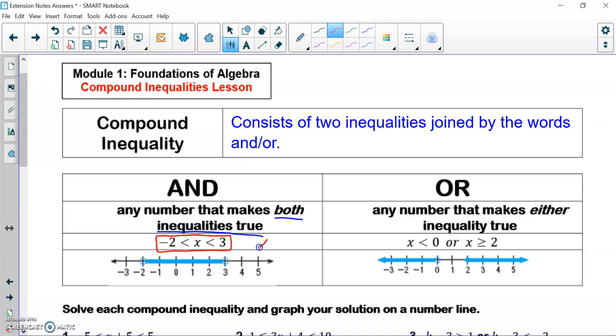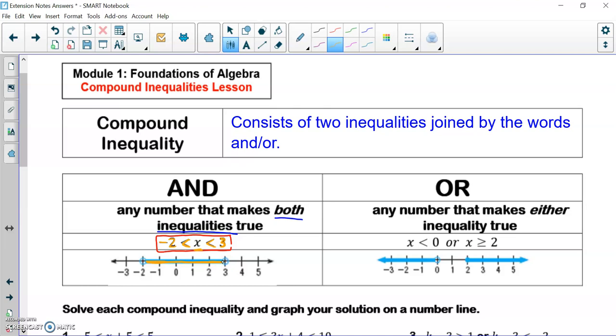Sometimes you might see it as x is greater than -2 with the word and in between the two inequalities, but most of the time you would see it written like this. And what this reads is that x must be greater than -2, but also must be less than 3. So any number basically in between -2 and 3 would satisfy both of your inequalities.